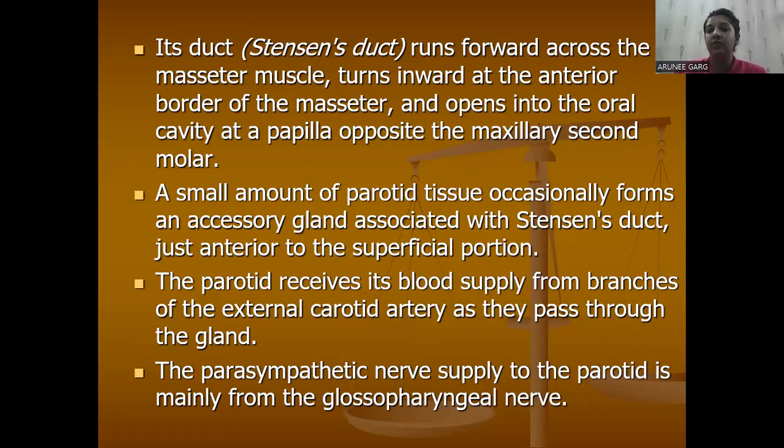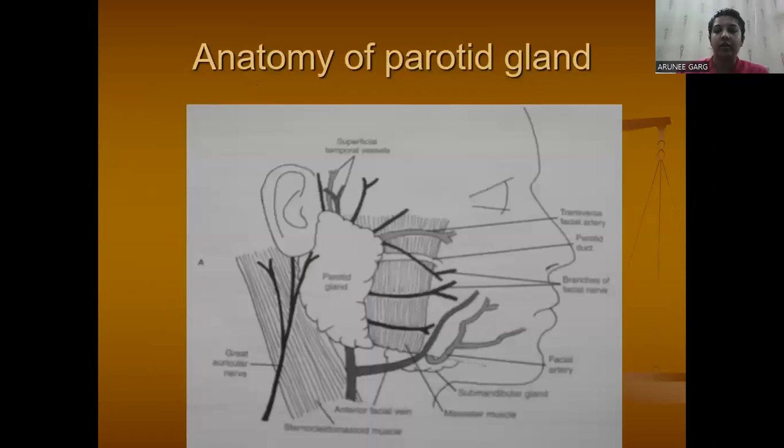The parotid receives its blood supply from the branches of the external carotid artery as they pass through the gland. The parasympathetic nerve supply to the parotid gland is mainly by the glossopharyngeal nerve. This is the anatomy of the gland. You can see the superficial portion of the parotid gland, and the deep portion lies behind the ramus of the mandible. This is Stenson's duct arising from the anterior border of the top part of the gland.